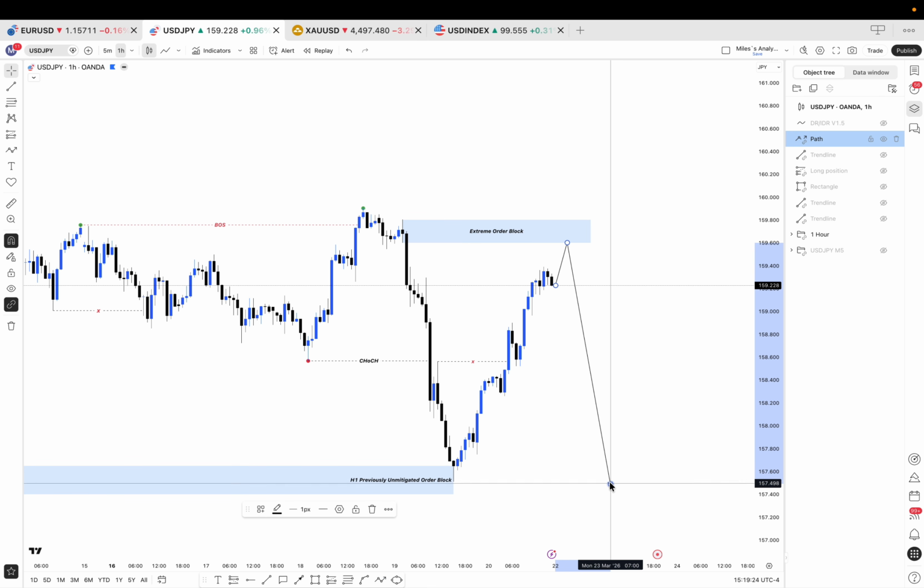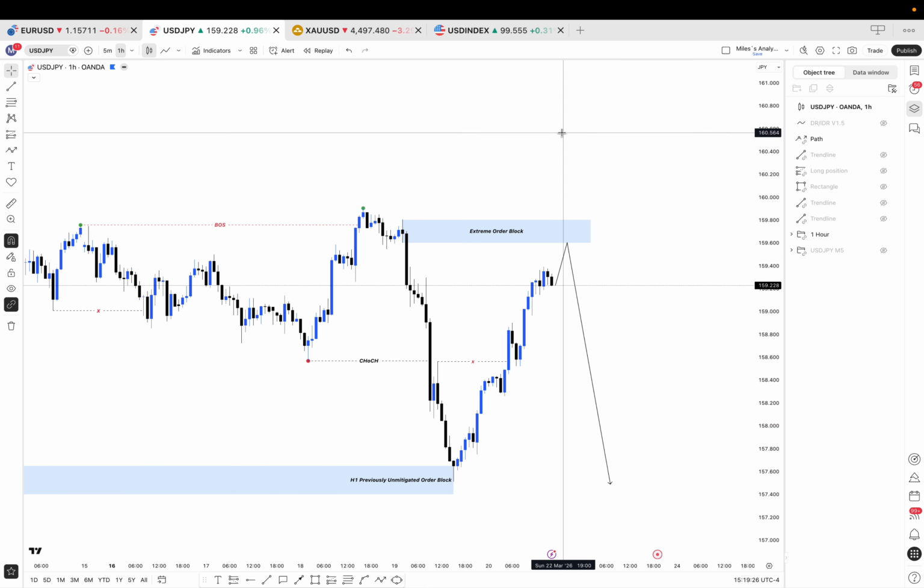Price might as well just create another change of character, because nowadays I've been seeing that SMC is tending to create multiple change of characters in a row before going in the intended direction. So just keep in mind that all I'm doing here is a directional bias analysis.